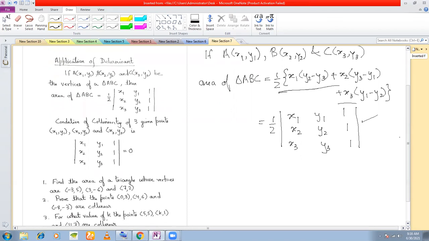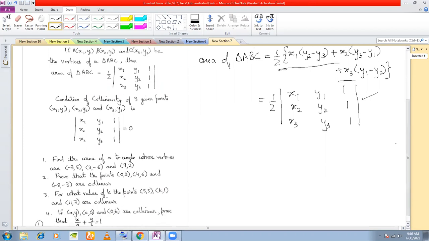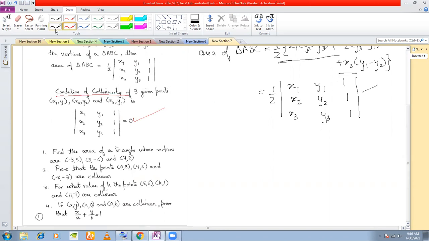And what was the condition of collinearity? You remember the condition of collinearity? If the area of the triangle was 0, then we said that the 3 points were collinear, right? So if the area of the triangle was 0, we say that 3 points were collinear. So if you can show that the value of this determinant is 0, then you can say the 3 points are collinear. Okay, let us try out the first problem here.